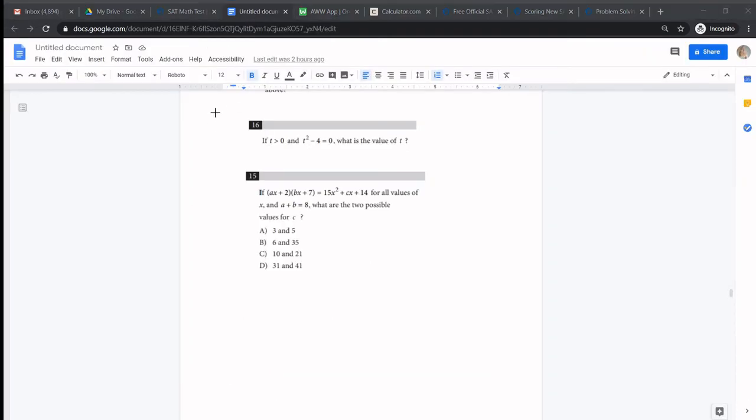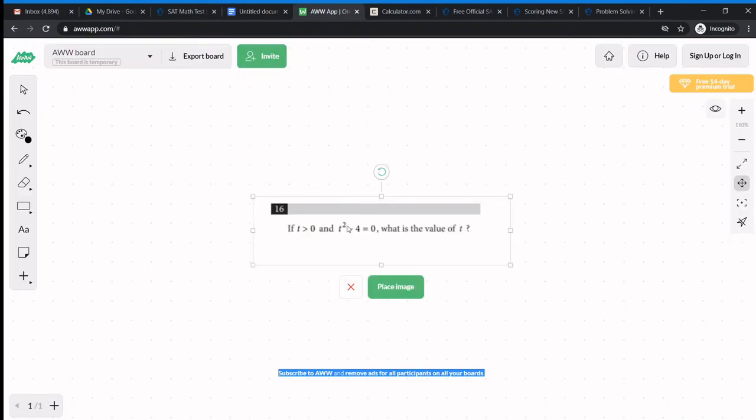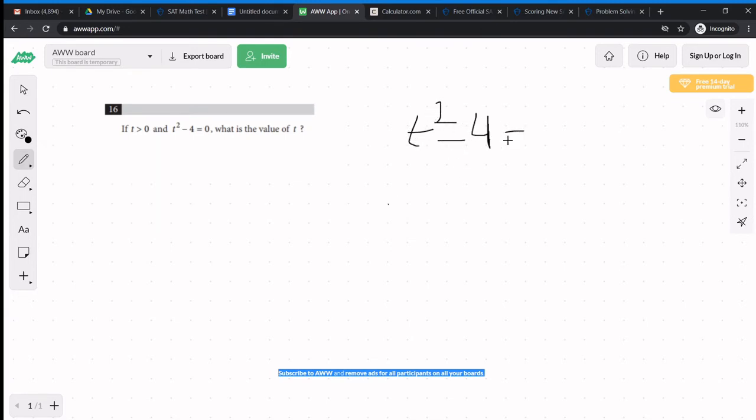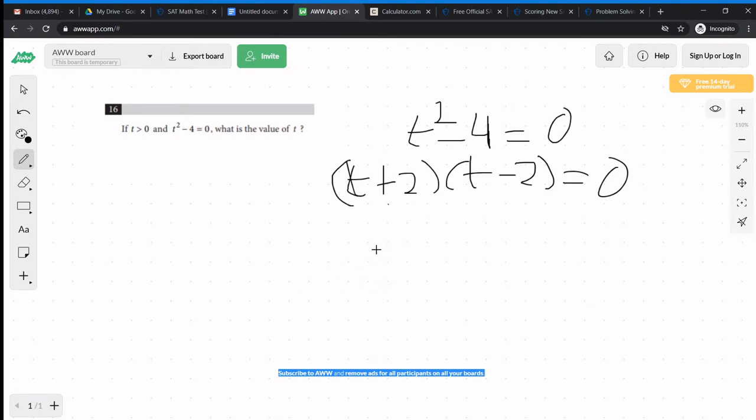One second, I don't think I copied it. There we go. And we get t squared minus 4 equals 0. So we get t plus 2 and t minus 2 equals 0. And so the values of t are negative 2 and 2.